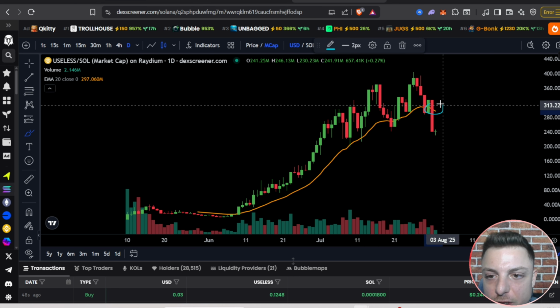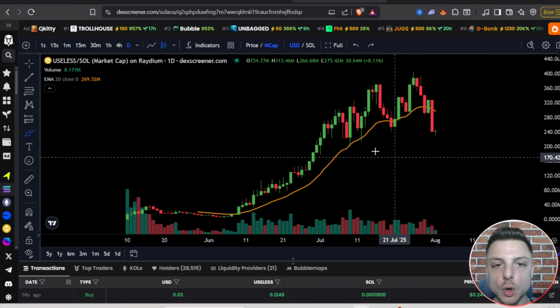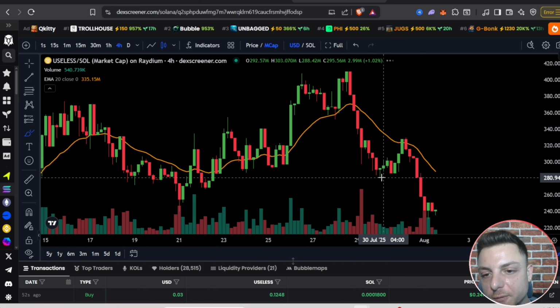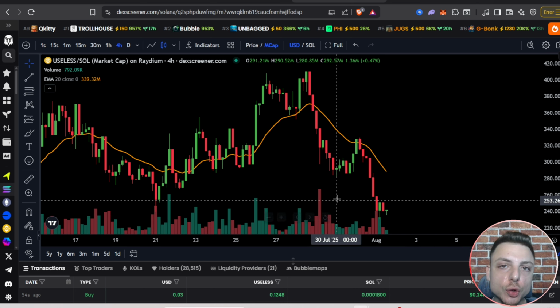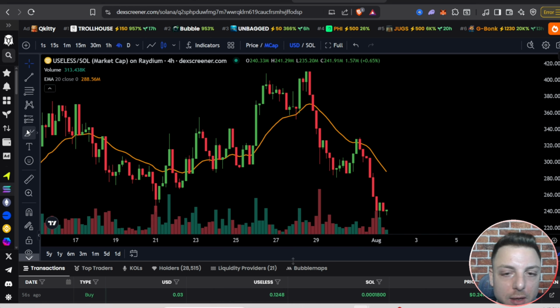So now we see that we've got a small downtrend on the daily. So now we're going to be looking for shorts. And if we do look for shorts, where would we be looking for shorts?